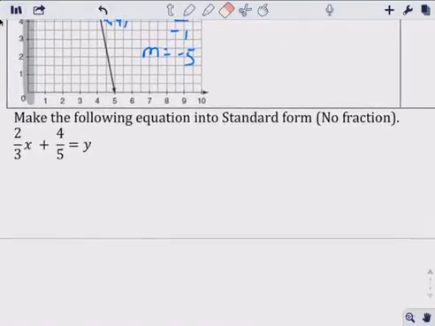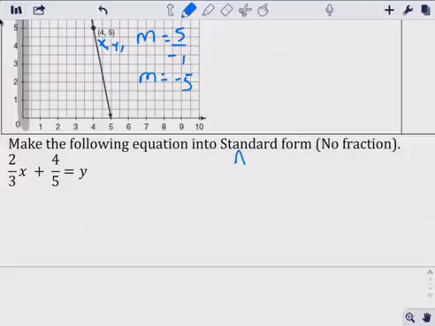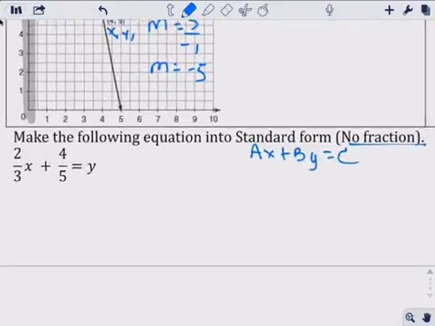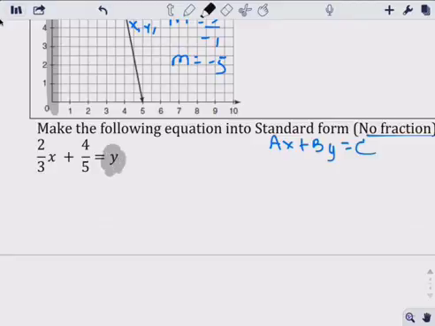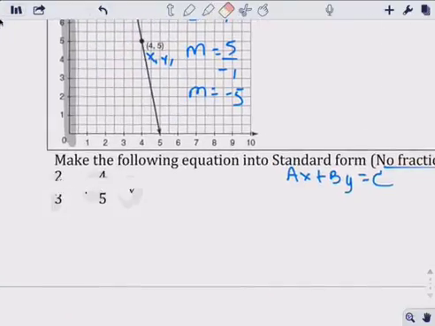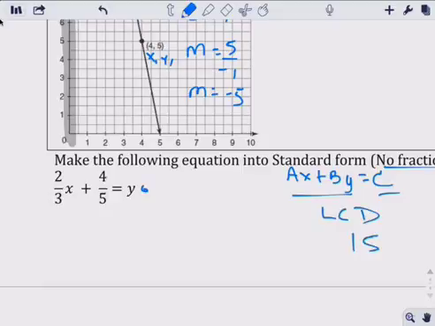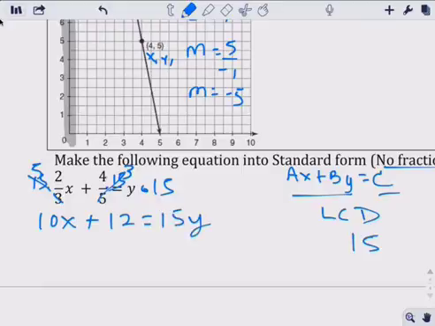Standard form, remember, is ax plus by equals c, and there's no fraction in standard form. So this is in slope-intercept form because y equals, we know our b is here, the slope is 2 over 3. Even though it's written weird, we want it in ax plus by where the x and y are on the same side and the number by itself. Okay, so we need to find the least common denominator, which is 15. Multiply all of it by 15. Okay, cross cancel, that's 5. That's 10x plus, cross cancel, that's 3. 12 equals 15y.